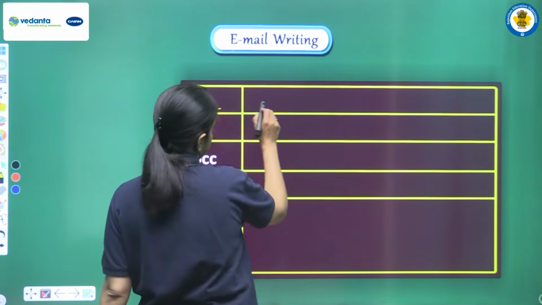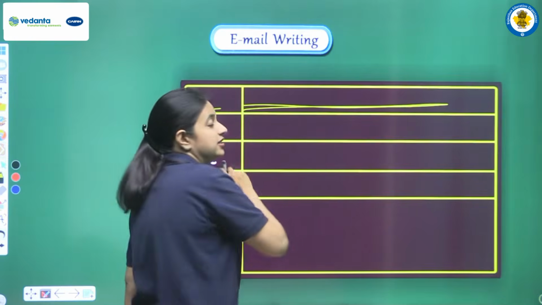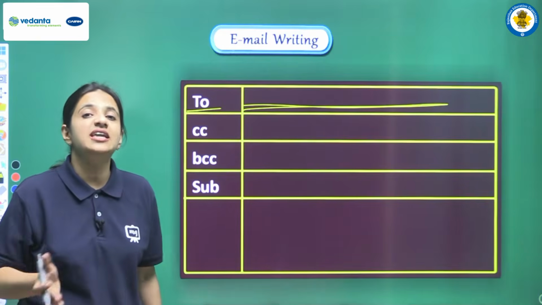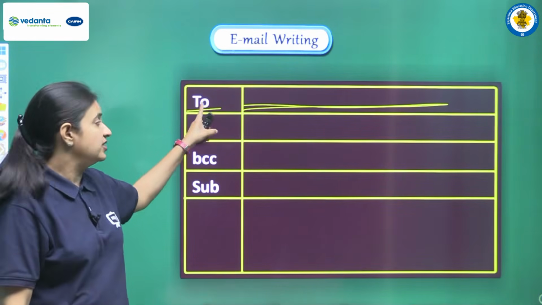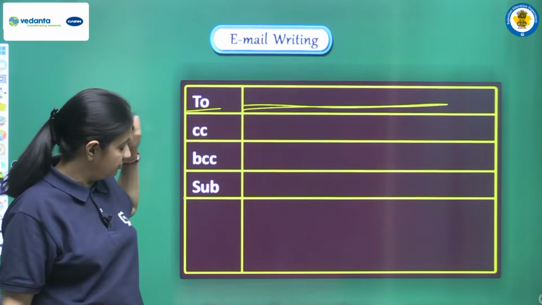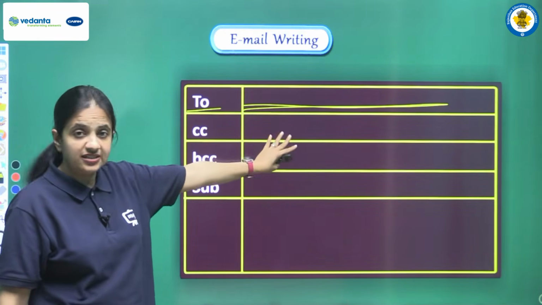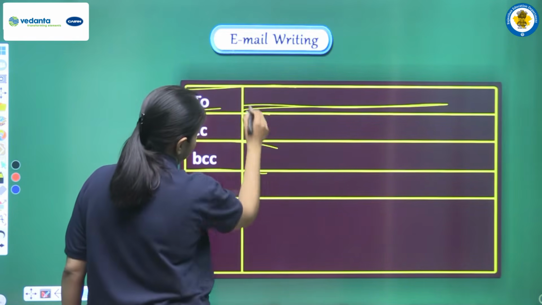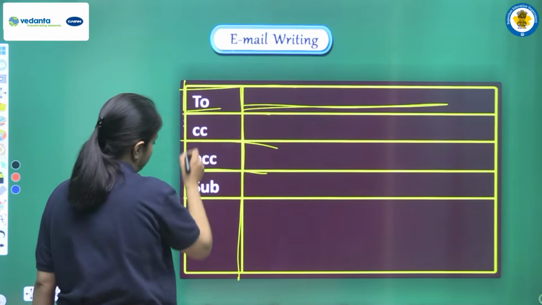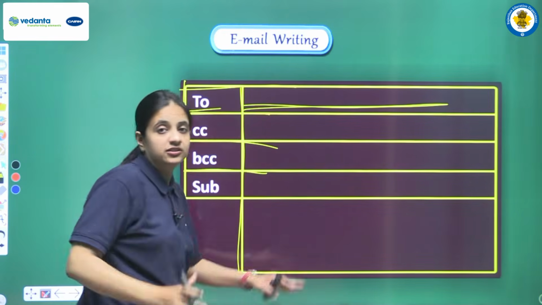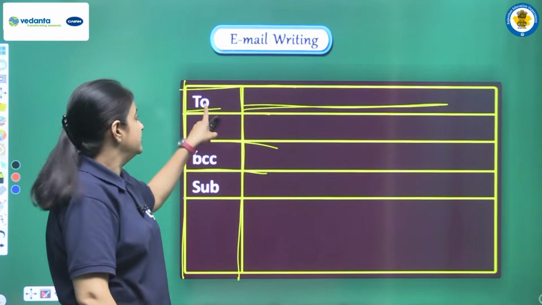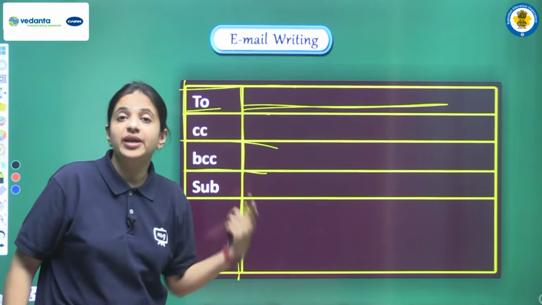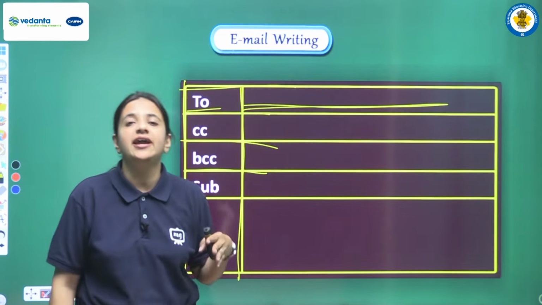Now in this space we have to write the email address of the person to whom we are writing this email. Clear? The first one is To, and just look at this structure very carefully. You have to draw the same lines in this manner only. One line here, then there, here, and in this manner you have to draw the same structure. Then in the first column you write To, and here you write the email address of the person to whom you are writing the email.